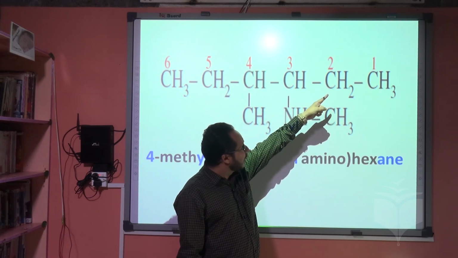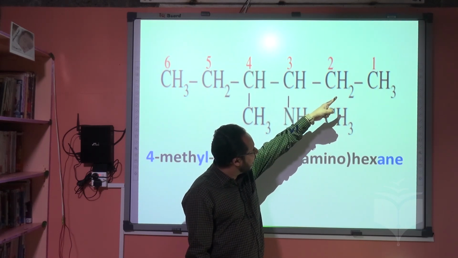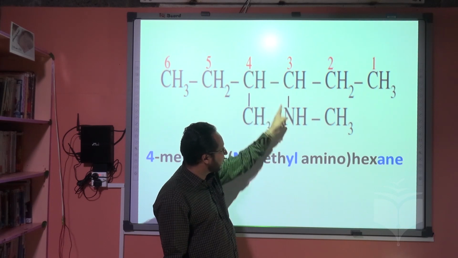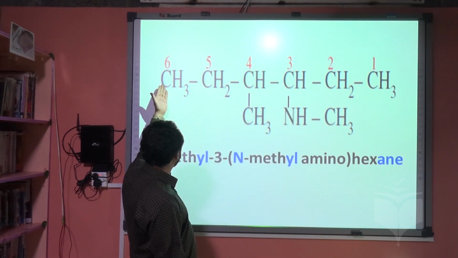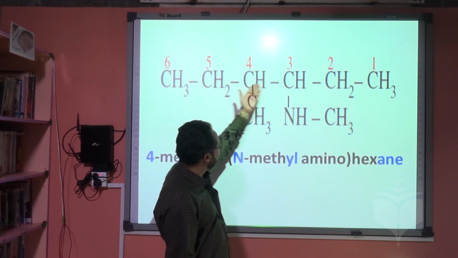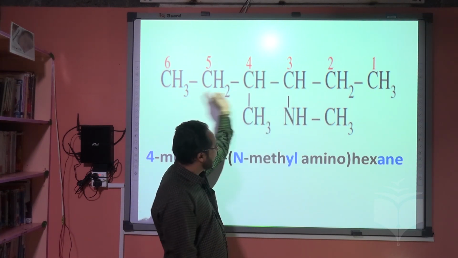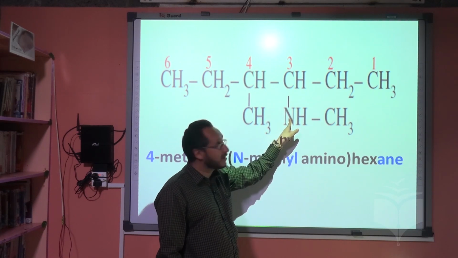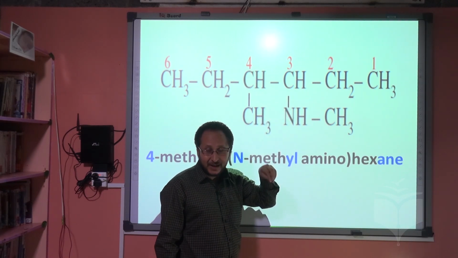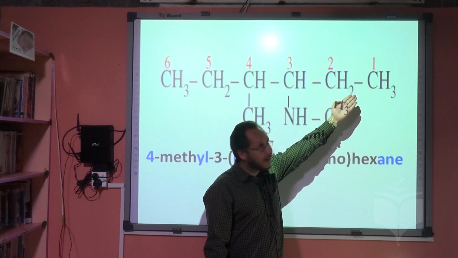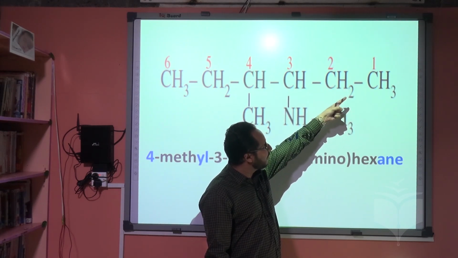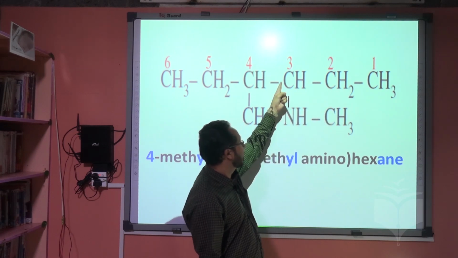Okay, as we said, here we have 1, 2, 3. At carbon number 3, we have the amino group. But if I number it from the left side, so 1, 2, 3, 4, the NH takes number 4. But I need the lowest number. That's why I choose the right side, numbering from the right side as 1, 2, 3.